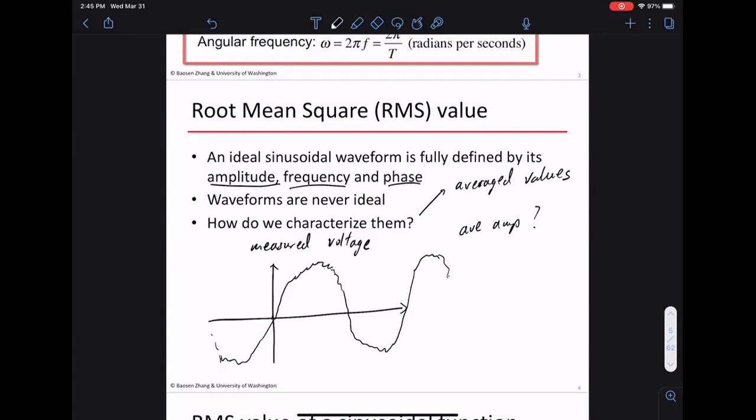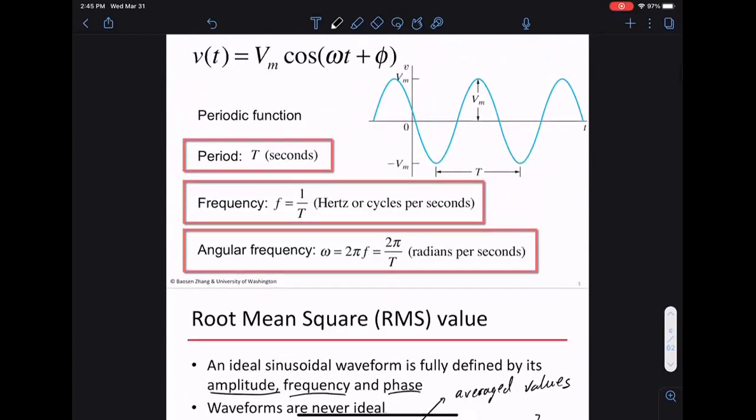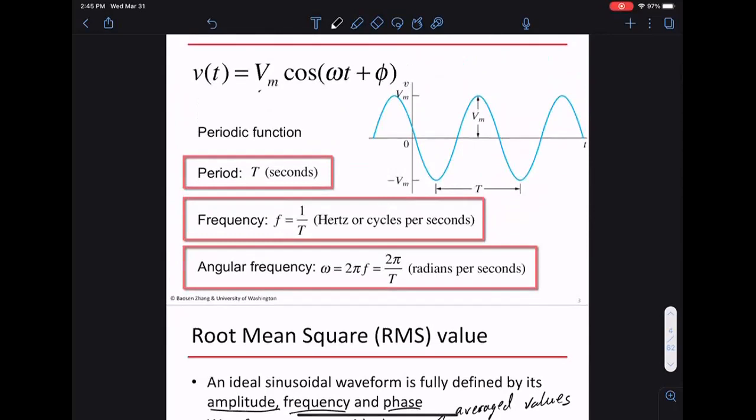Is average amplitude a good thing to measure? Why not? Because it's going to be zero because you have positive and negative that are canceling each other out. No, so average amplitude, I mean, if you look at this signal, amplitude is this VM.